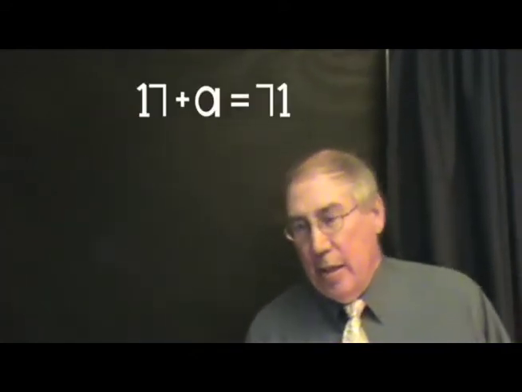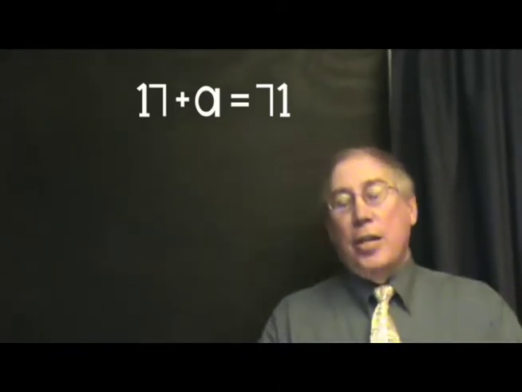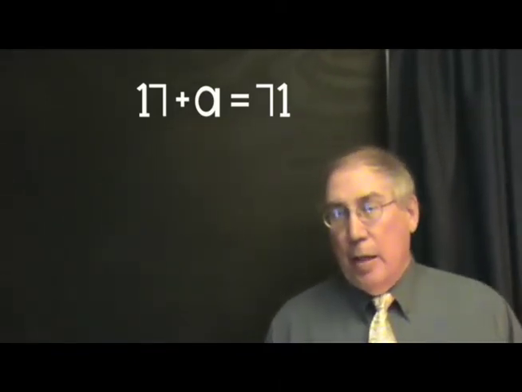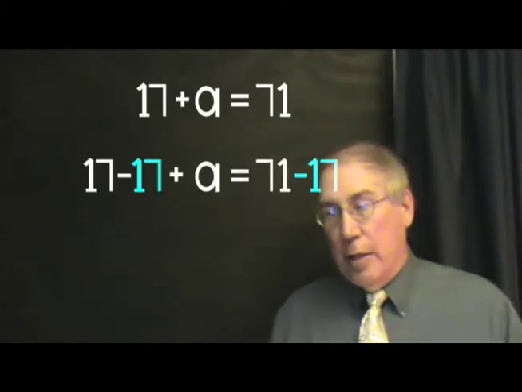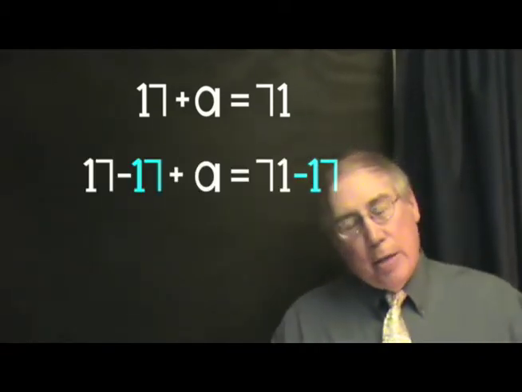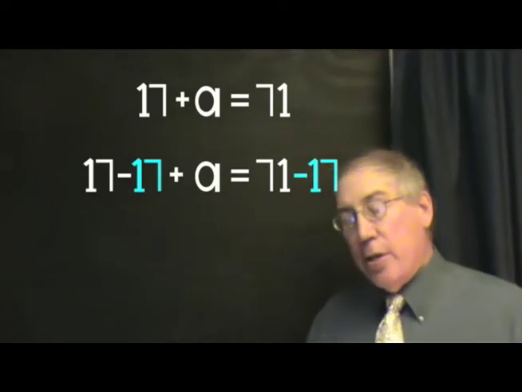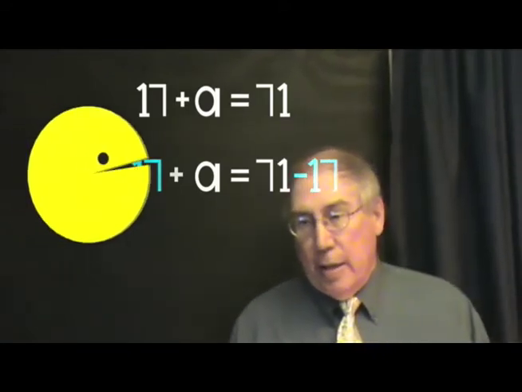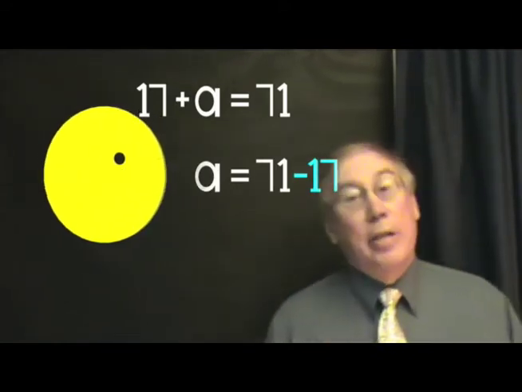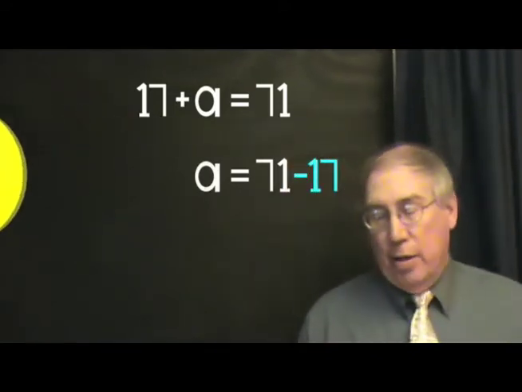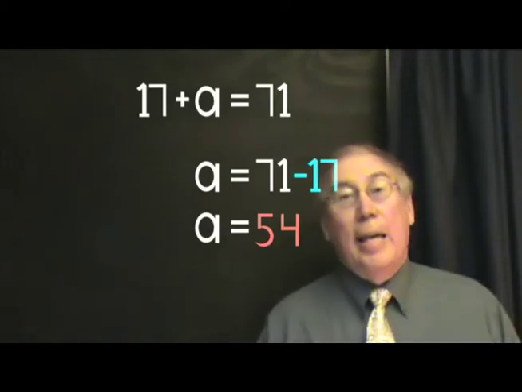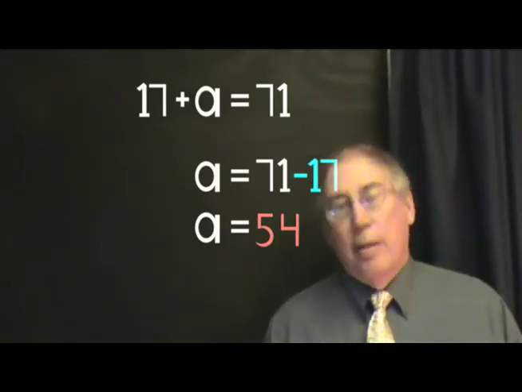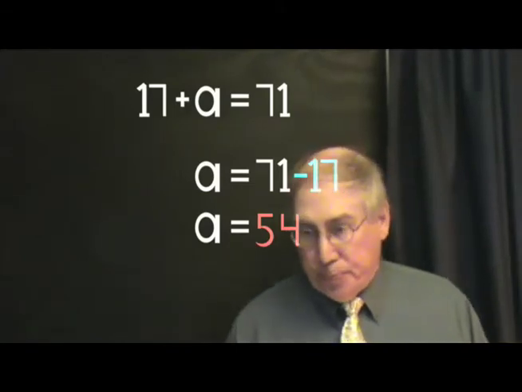Same difference. Okay, this case here, let's subtract 17 from both sides. And so that will leave us with 17 minus 17 on the left-hand side and 71 minus 17 on the right-hand side. And again, that 17 minus 17 is just 0, so we can throw that away. And so we'll get A equals 54 as our solution to this problem here.